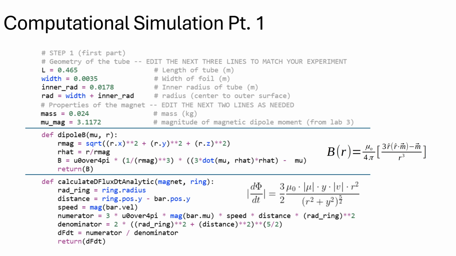Here is some of the code in our computational simulation. At the top, you can see where we input our known values, like the length, width, and mass of the magnet and its magnetic moment, and so on. And then right here, using the equation for the magnetic field of a magnetic dipole, we're simply taking this equation and putting it into code.